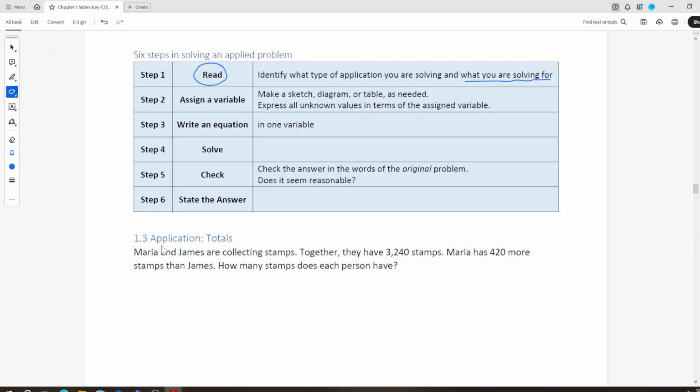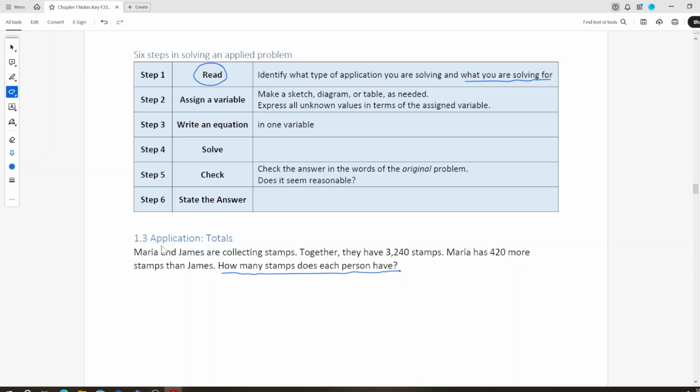This first question says, Maria and James are collecting stamps. Together, they have 3,240 stamps. Maria has 420 more stamps than James. How many stamps does each person have? Now, you're not going to know what type this is. I'm going to call this one of the totals type applications. But what I want you to do is look for what you're solving for. In this last sentence, it says, how many stamps does each person have?